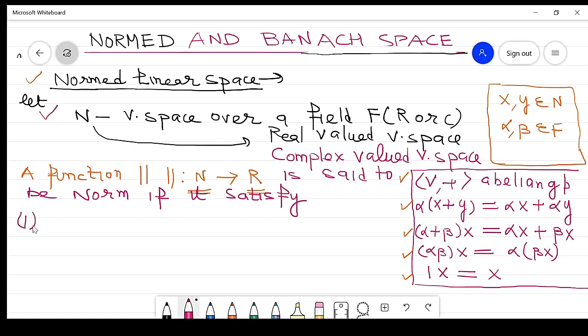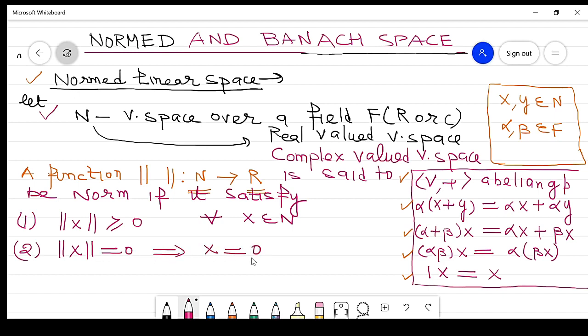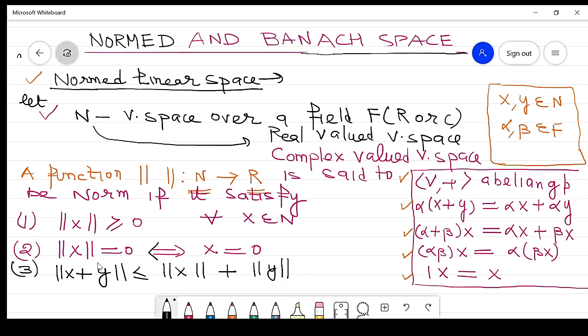Property number 1: the functional value of any vector belonging to N should be non-negative. Property number 2: if its functional value is 0, then it implies the vector is 0. If the vector is 0, then it implies its functional value is 0. Property number 3 is the triangle inequality: the functional value of x plus y is less than or equal to the functional value of x plus the functional value of y. Now property number 4.